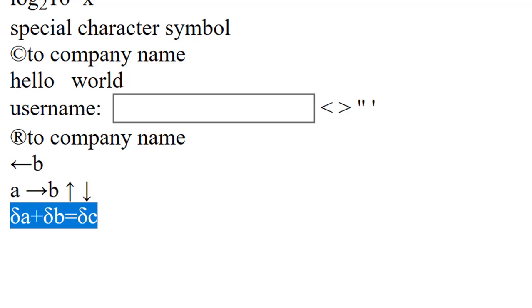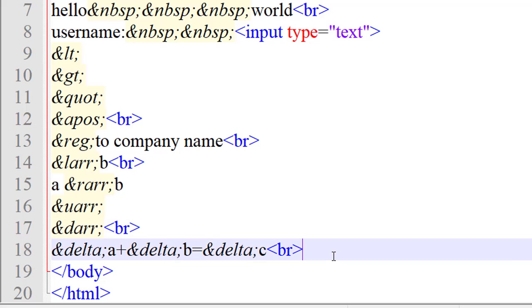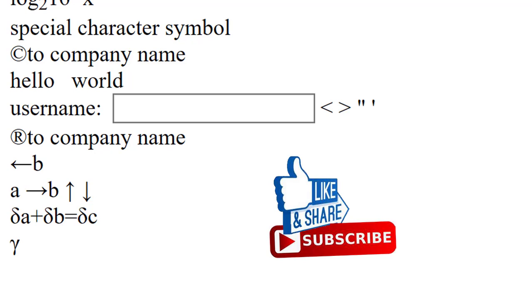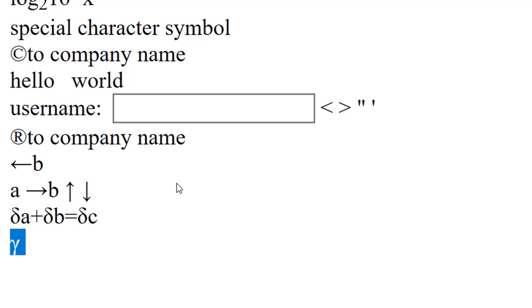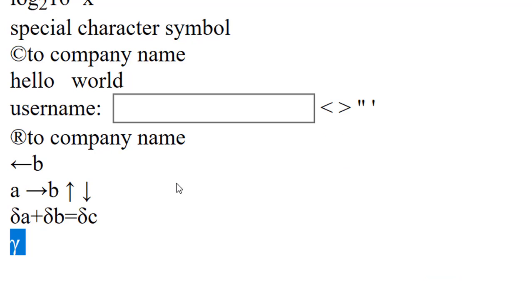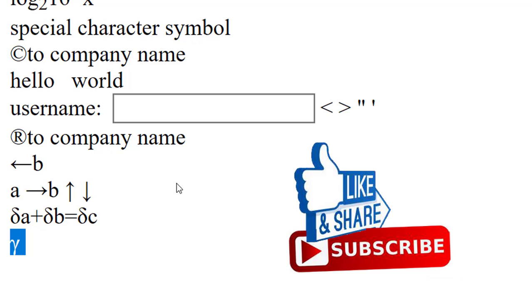Okay, if you want the gamma symbol, so you can write the ampersand gamma, just semicolon and run it. Just refresh it, you can see the gamma symbol is here. Okay, this is all about the special character symbols, superscript and subscript we can use in the HTML file. Okay, this is all about.